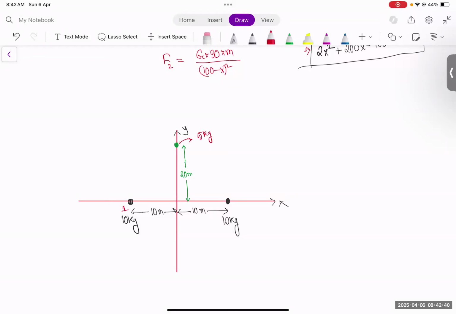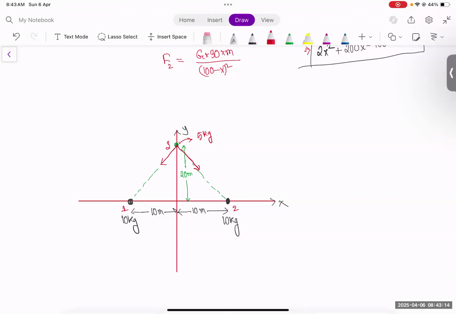Let's mark this. This is 1, this is 2, this is 3. We want to know the net force on object 3. Well, we do the usual. Basically, for the left 10 kg object there will be a force that will be along this line. So this will be the force due to the 10 kg object. And the force due to the right 10 kg object will again be along the connecting line. So that will be along this line.